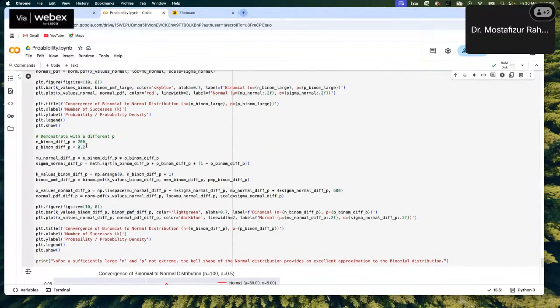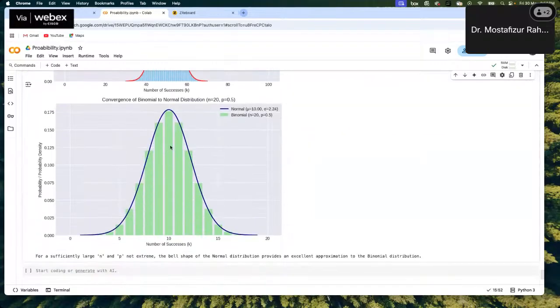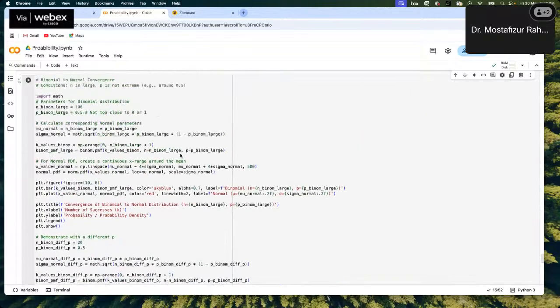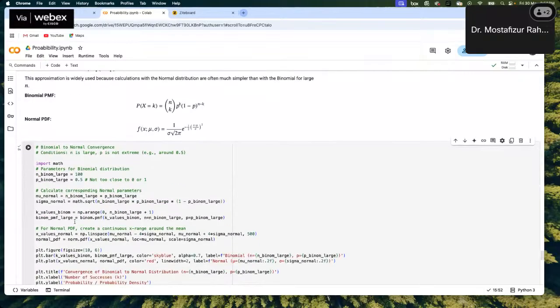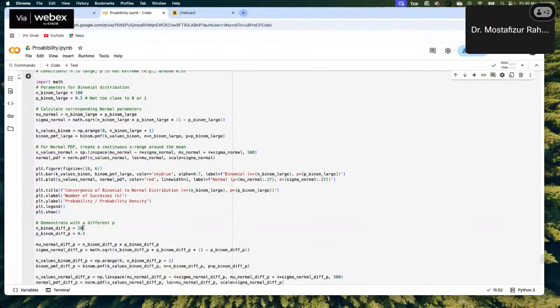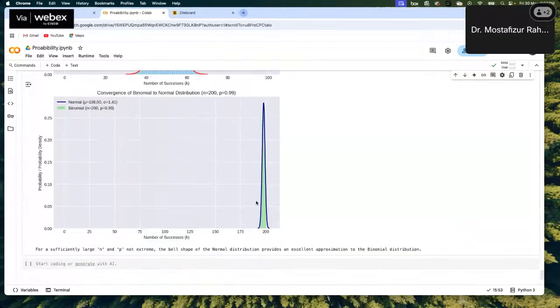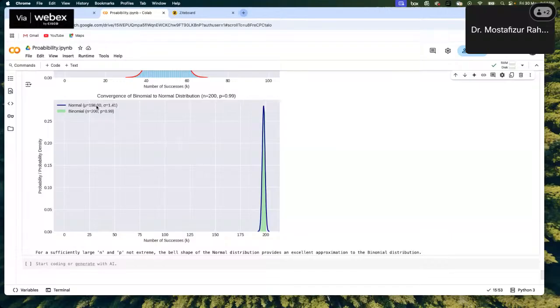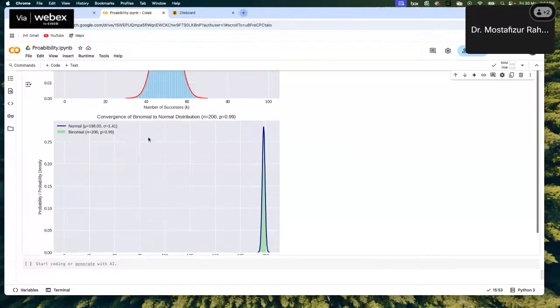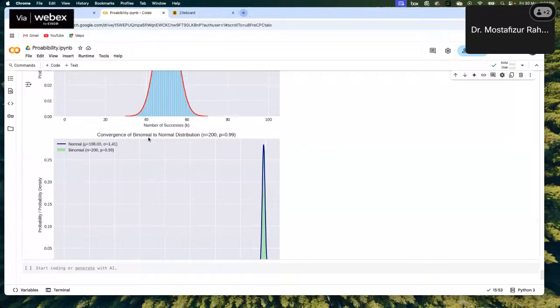So let's take suppose this is equal to 0.5 and this is equal to say 20. Now see, this is almost varied, and you can change more. Maybe this can be 200, and this can be say 0.99, very close to a 99% chance. So here the approximation is very poor. The mean is at 198 and sigma is 1.41. It's not a normal distribution. We can call it some Gaussian distribution, but the approximation is very poor here.